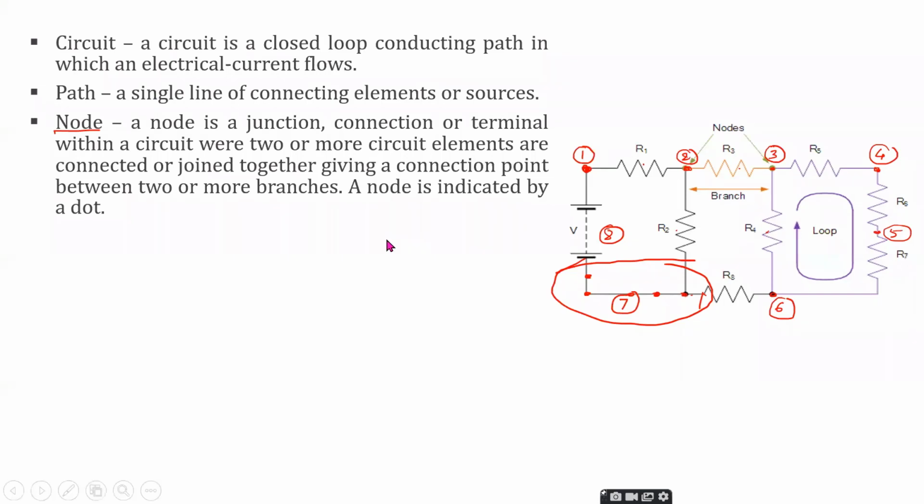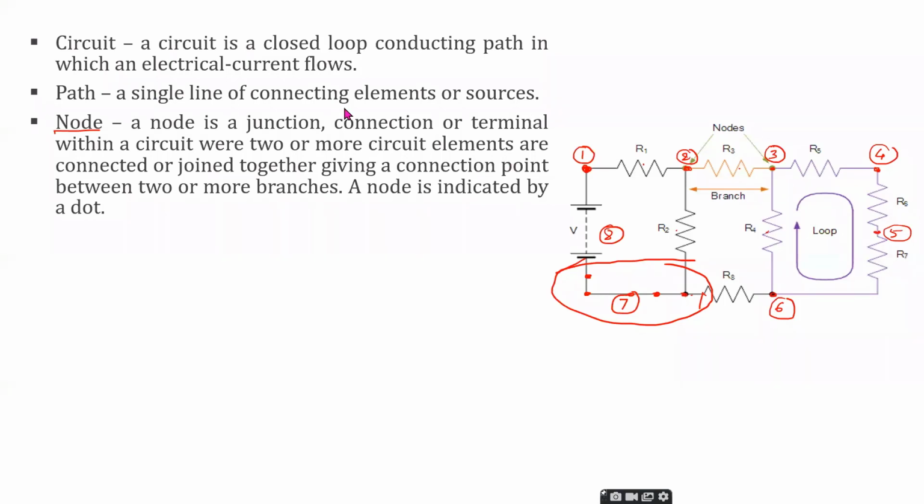Good. So have you understood what you mean by node? Where two or more elements are connected. It's a simple answer. It is a junction or a point where two or more elements are connected. It is a point, a junction, a terminal in the circuit where two or more elements are connected. That is called a node here.